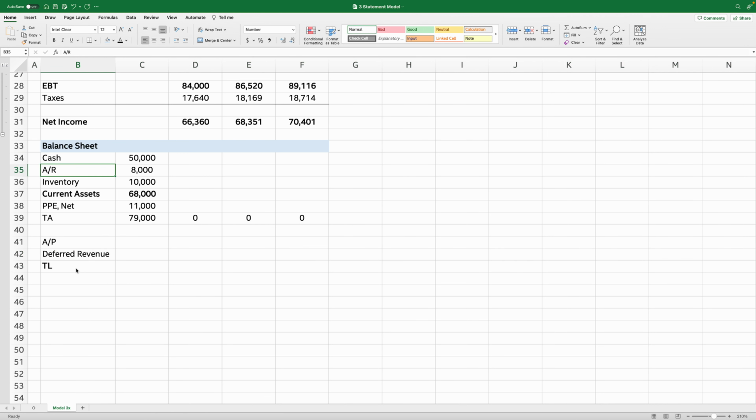Now, current assets and current liabilities. Those are things that change within a year. So in a year's time, your current assets should pay off your current liabilities. Is what they told me.